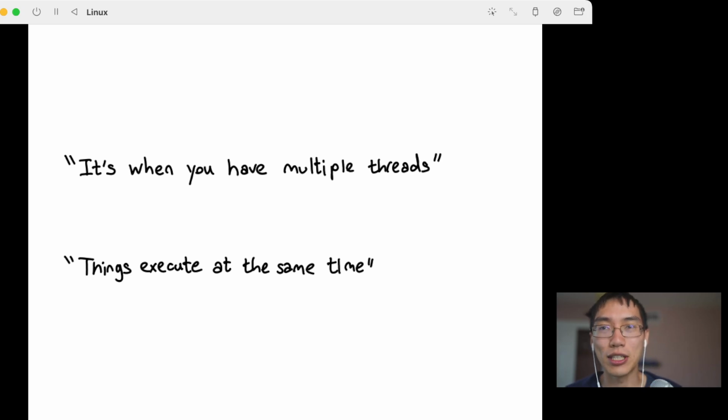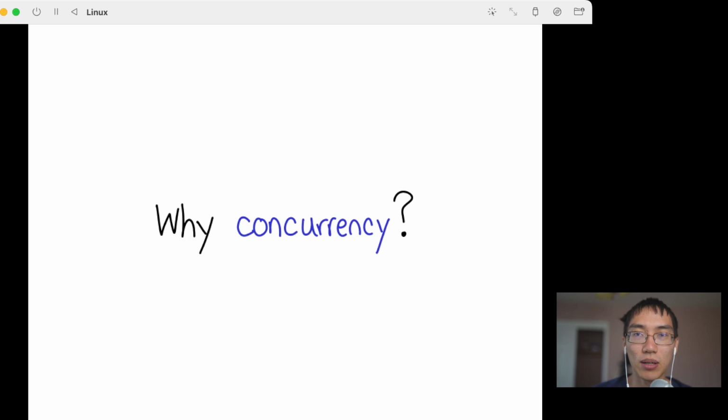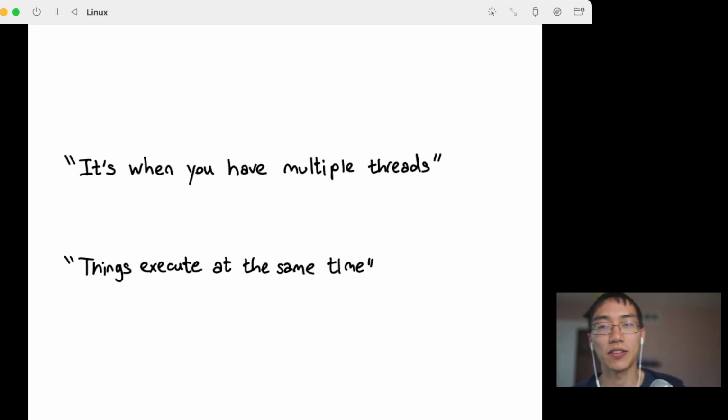And these are all very reasonable ways to intuitively think about concurrency. And my job is not really here to give you a formal definition of concurrency, but this is the kind of thing we're going to be talking about when we talk about concurrency in this lecture.